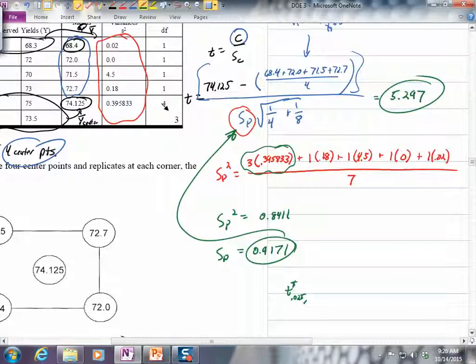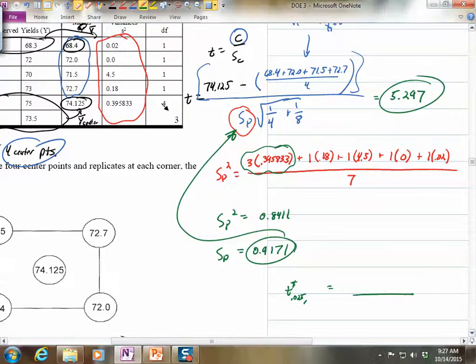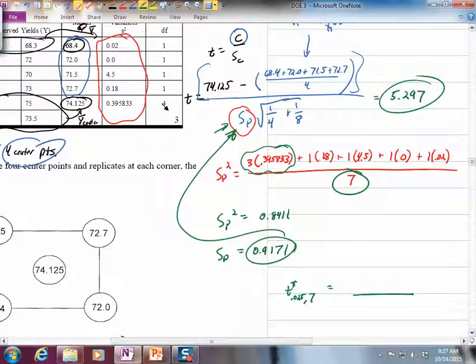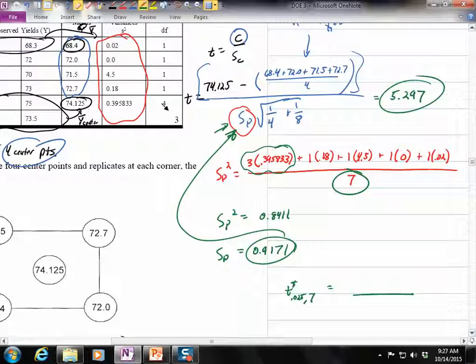Two-sided, so if alpha is 5%, our T is going to be 2.5%. How many degrees of freedom do we use to find our hurdle value for T? Someone said the magic number. 7. So think of how many degrees of freedom went into this noise. And so we have 7. So we had 3 at the center, 1 at each corner point. They all came together for 7 degrees of freedom in the noise right there. So 2.365.